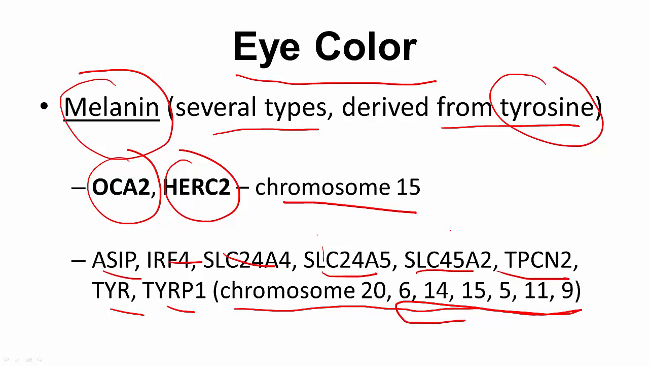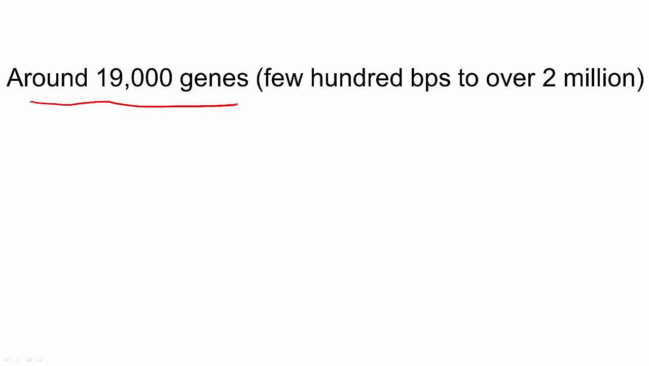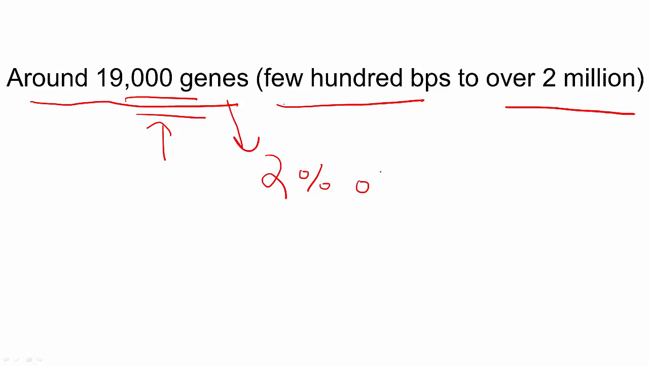And so the human genome encodes around 19,000 genes so far. This number, of course, can definitely change as our technology improves, because at the beginning, we thought human beings encoded for 100,000 genes, but that number has shrunk considerably as our techniques and research improved over the years. And these genes range from a few hundred base pairs to over 2 million in length, so pretty varied. However, the most interesting part is that all of these genes only account for 2% of your genome.